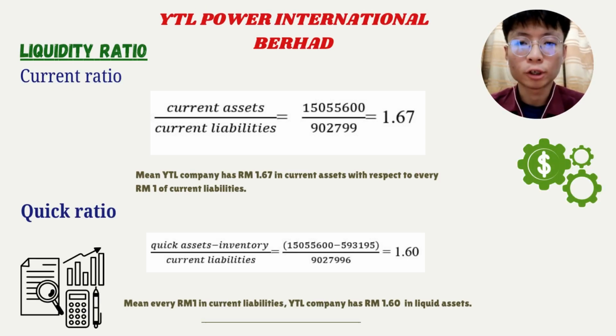The liquidity ratio has two ratios, current ratio and quick ratio. The current ratio for YTL is 1.67. It means for every RM1 of current liability, the company has RM1.67 of current assets. The quick ratio for YTL is 1.60. It means for every RM1 of current liability, the company has RM1.60 of quick assets.